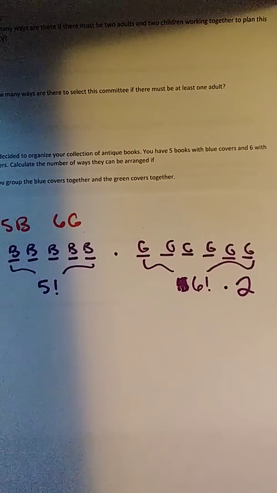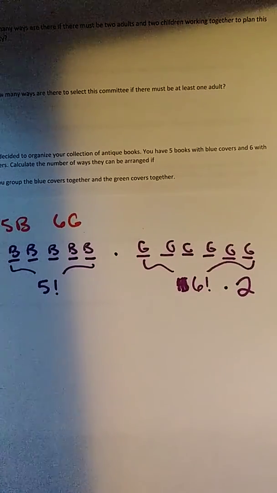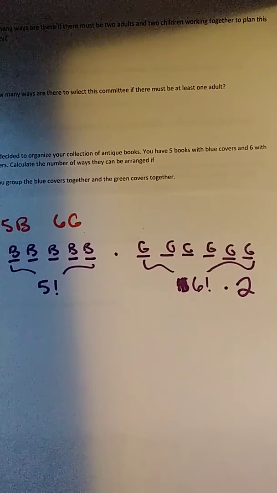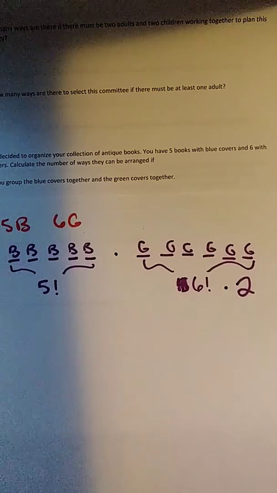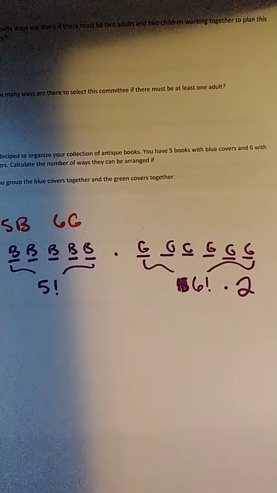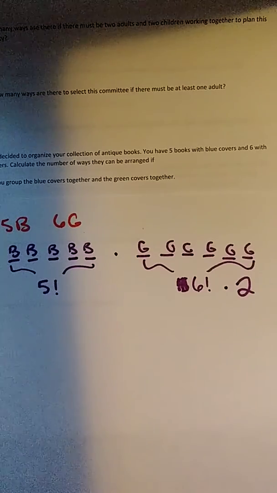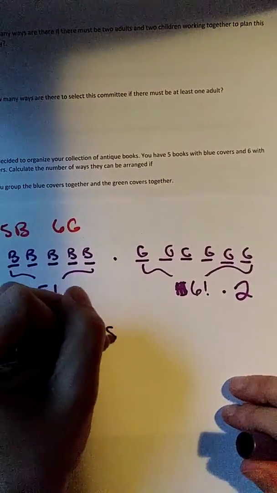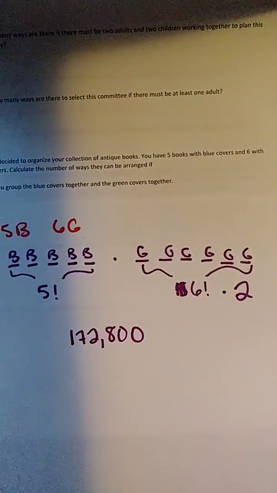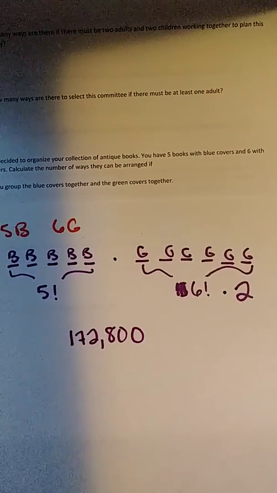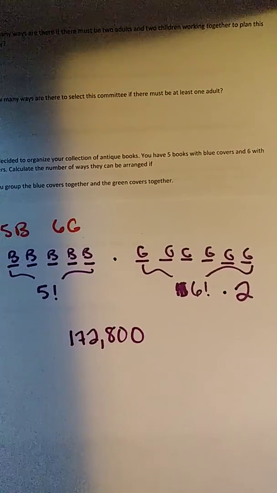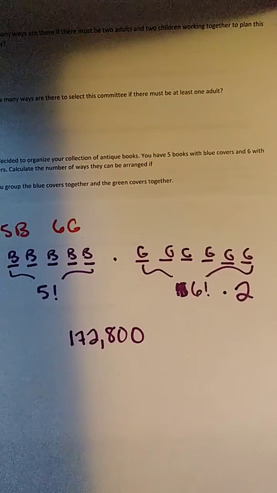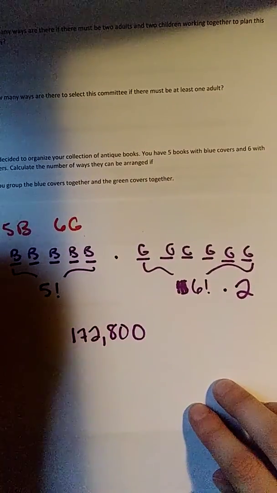So let's go ahead and type that into the calculator. We have 5 factorial times 6 factorial, and the answer to that is going to be multiplied by 2. So our final answer is 172,800 options for organizing these 9 books on a shelf with the colored covers grouped together. So that was the first part of question 18.